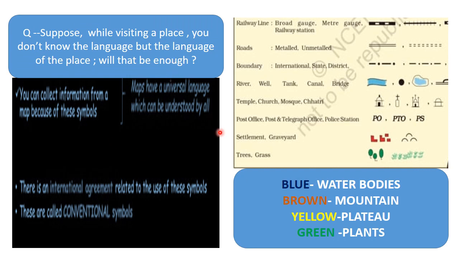Now suppose you are visiting a place, say France, and you do not know the language of that place, but you have a map of that place. Can you go around the country? Yes, because there are certain conventional symbols which are like universal symbols for the entire world. We make use of them. If you know these symbols and how to use them on maps, then you can go to any place in the world and roam around. So these are certain conventional symbols given, and these are the colors that we use for depicting different natural features.